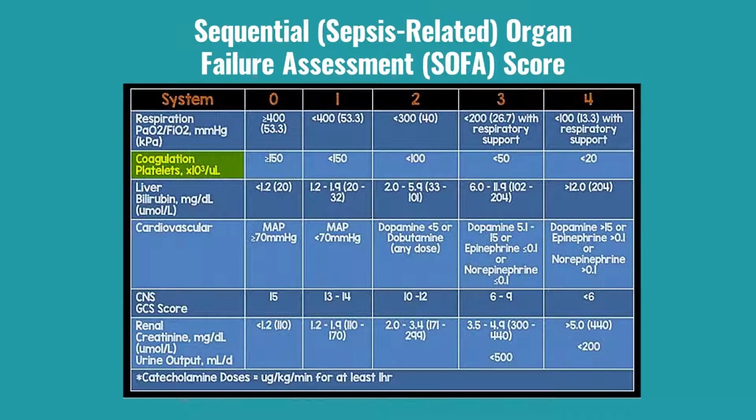The coagulation system takes into consideration the platelet count. Then you have the liver, which calculates the bilirubin levels. Cardiovascular calculates the patient's blood pressure, whether supported or unsupported. Your CNS is based on the Glasgow Coma Scale, and the renal system is based on your creatinine values. So organ dysfunction is essentially your SOFA score greater than or equal to 2 based on this score that we have. So coming to the definition of sepsis per se.